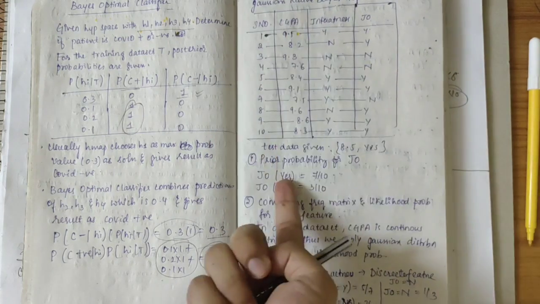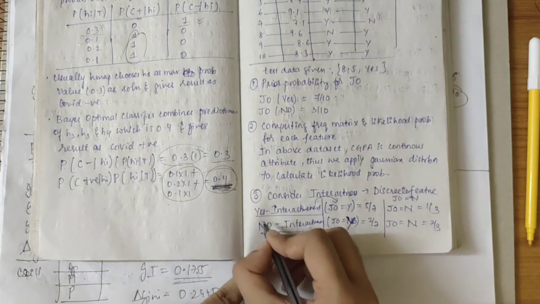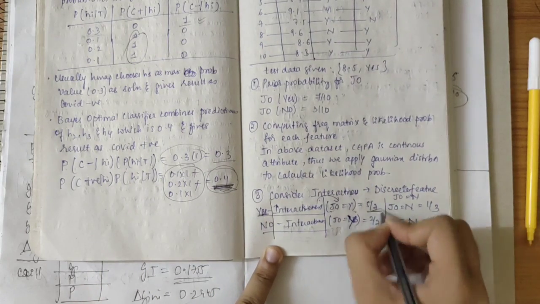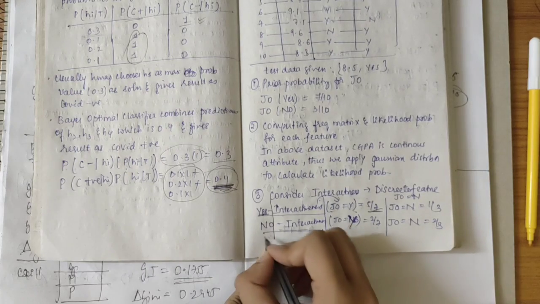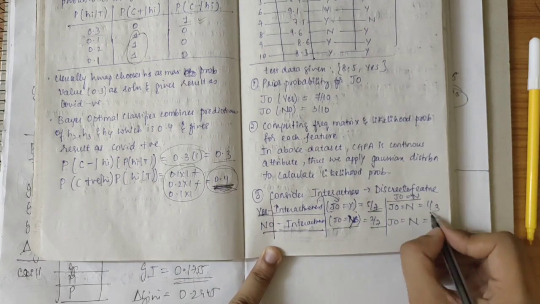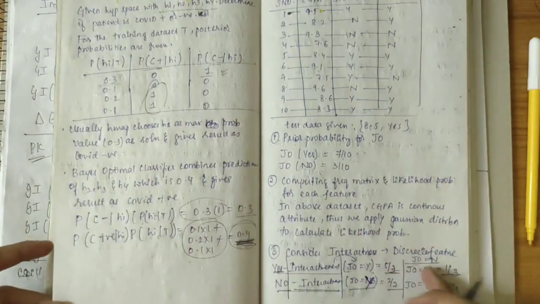So CGPA is continuous, whereas the interactiveness is a fixed value. So I'll write for interactiveness first. Considering interactiveness as yes and job offer as yes, I get 5 by 7. Interactiveness as no and job offer as yes, I get 2 by 7. And when job offer is no, I get 1 by 3 and 2 by 3. This is similar to how we found the values in the previous question.